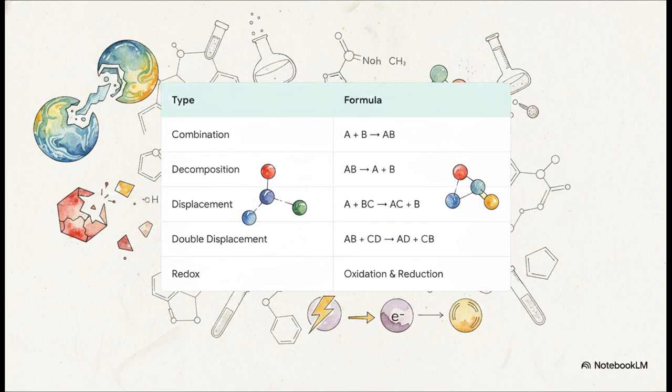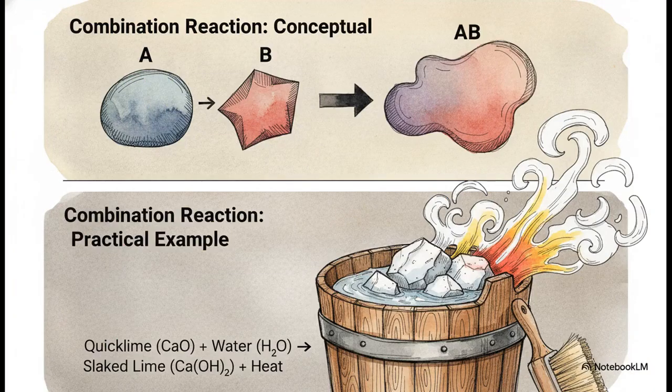So, now that we're pros at writing the recipes, let's categorize the beautiful chaos of these reactions. Virtually every chemical reaction follows one of 5 fundamental patterns. Think of these as our master legend: combination, decomposition, displacement, double displacement, and redox. Let's run through these and see how they build our entire understanding of the chemical world. First up, we've got the combination reaction. The formula is super simple.